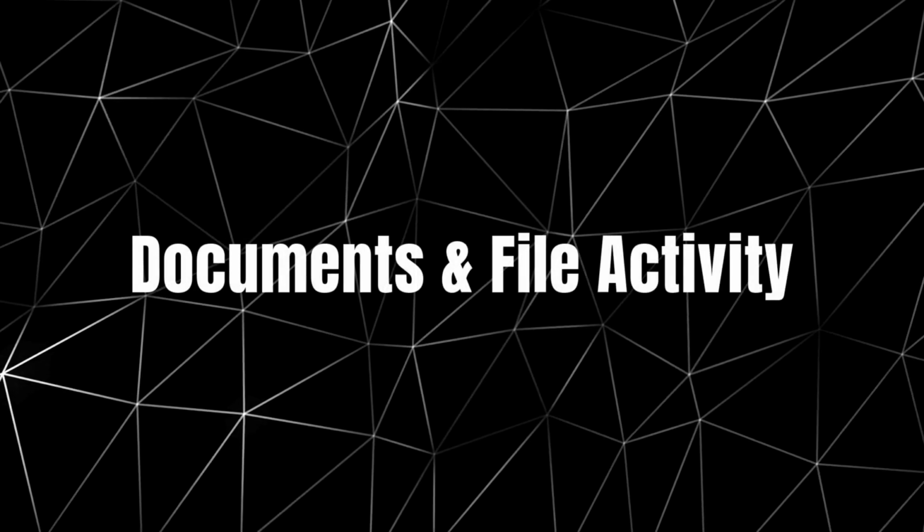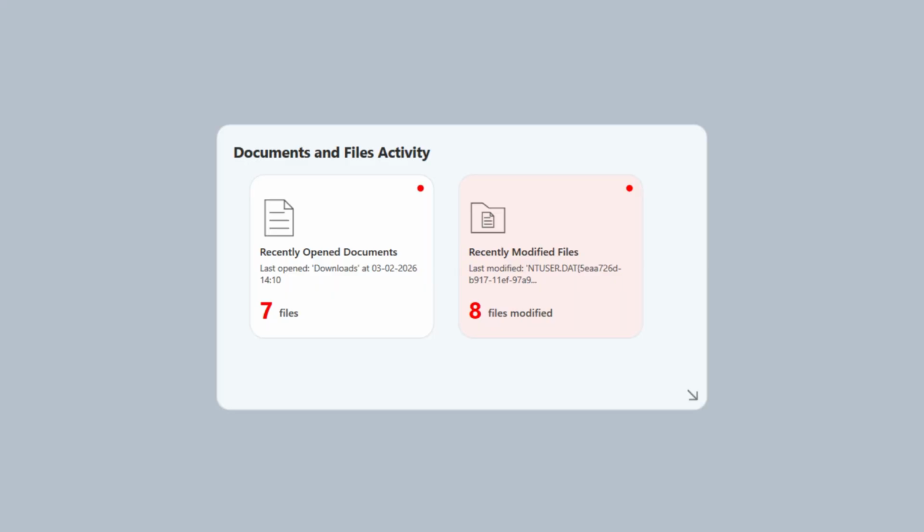1. Documents and file activity. This shows documents and files that were recently opened, modified, moved, or interacted with. Think of it as what got touched and when. If sensitive files were being opened and shuffled around, this is where the trail shows up.